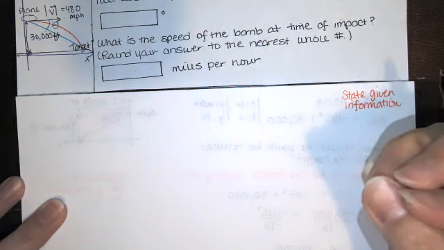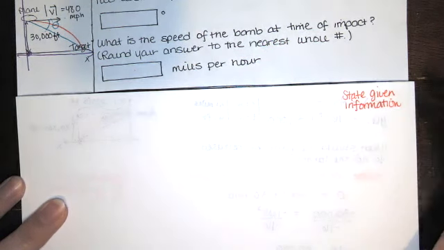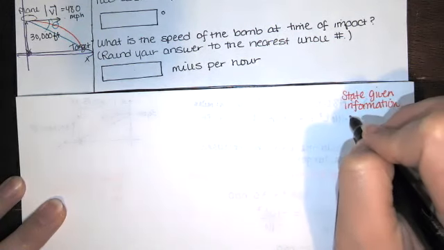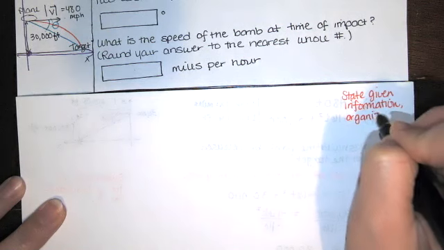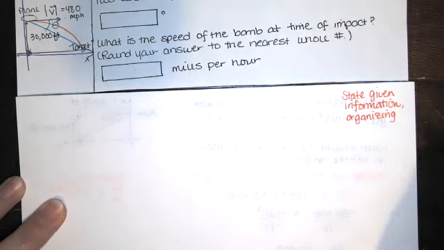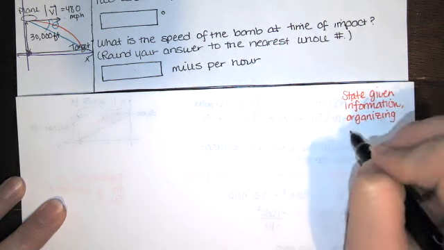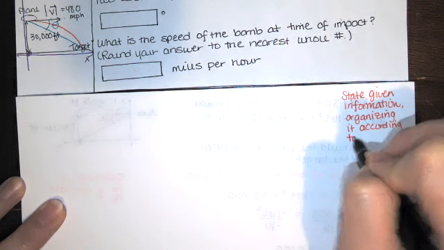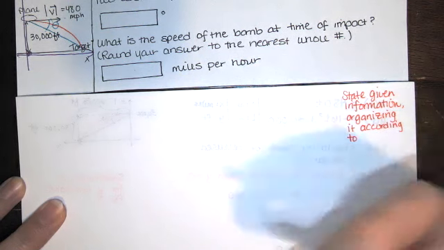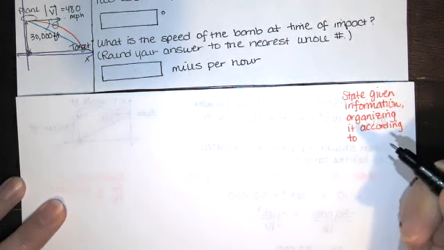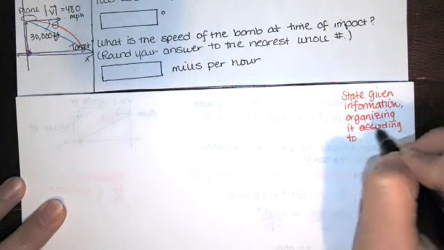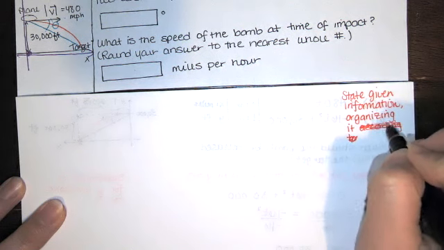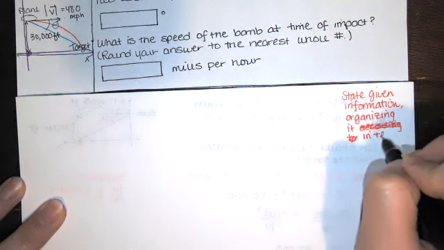Now, because we're splitting everything into an x direction and y direction, it makes sense to organize our information in that way as well. So we should organize our given information according to whether we're looking at the x direction or the y direction. Let's say organizing it in terms of x and y.